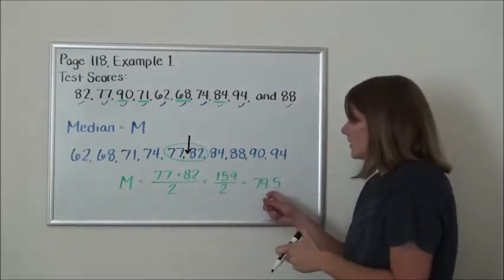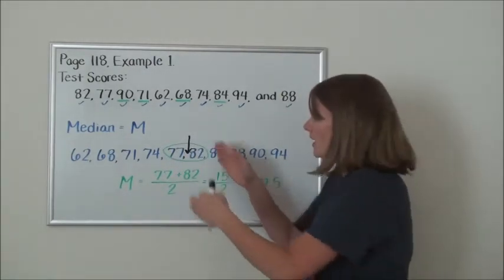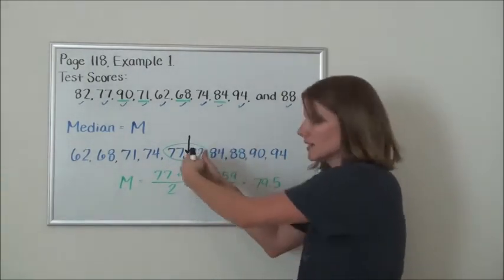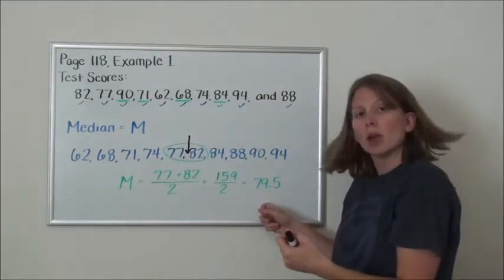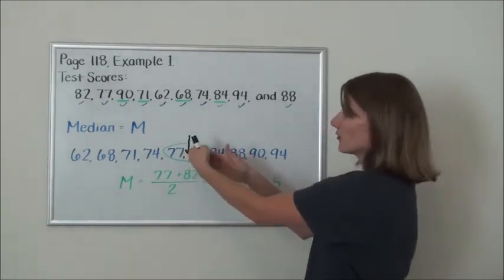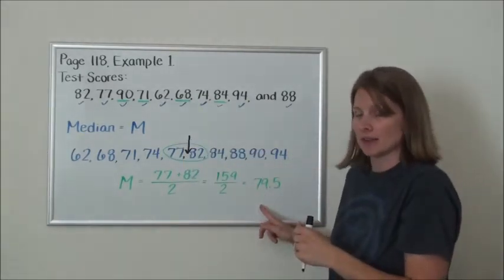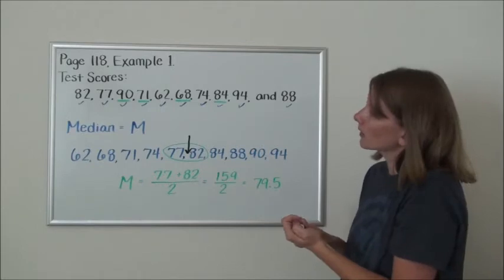And the idea is that this number, that 79.5, divides or cuts my data into halves, where half or 50% of the values are below that number, and half or 50% of the values are above that number. So it's the middle point.